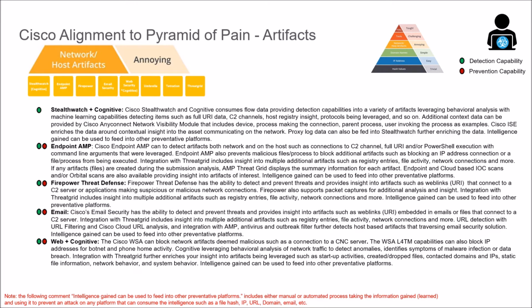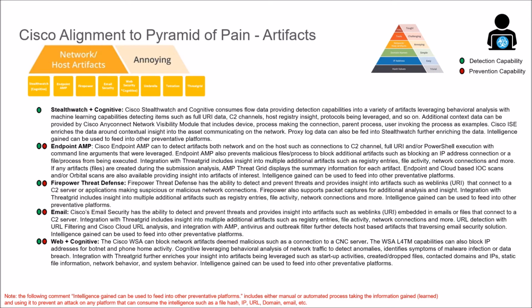So that's pretty cool. Cisco ISE also enriches the data around contextual insight and into the asset connecting to the network. So again, we're getting better context into the device and maybe insight into it being Windows 10, its corporate asset, etc. Again, proxy log data can also enrich that with URI information as well. Intelligence gained here can be used in preventative platforms. So again, it's purely a detection capability from Stealthwatch.